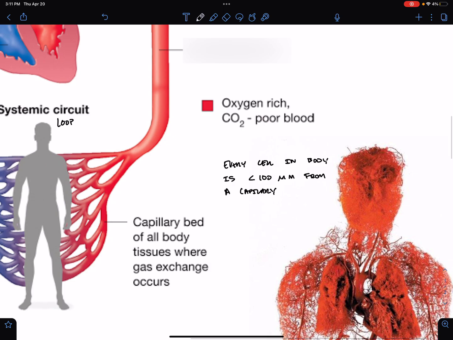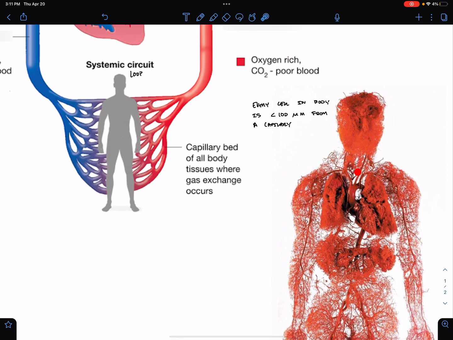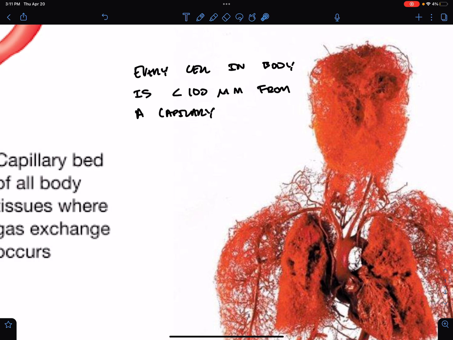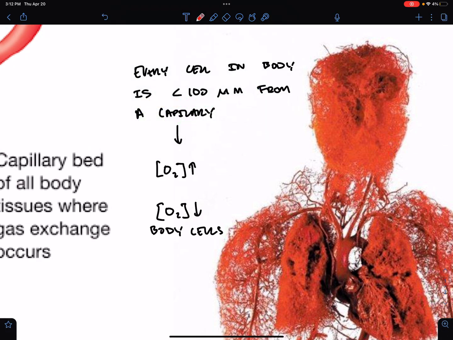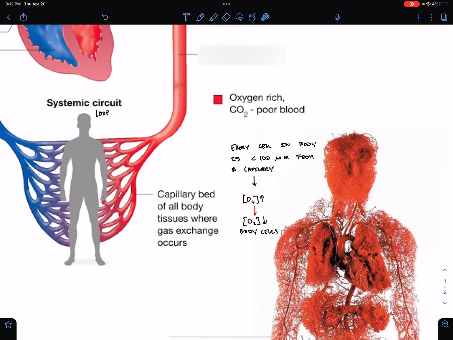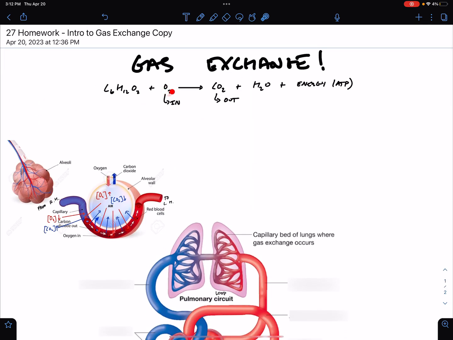Because the exact opposite is happening in your body as was happening in your lungs. In your body, the capillaries have a high O2 concentration, and your body cells have a low O2 concentration. So oxygen moves from your capillaries to your body cells. This is because body cells are constantly consuming oxygen all the time when they're performing cellular respiration.